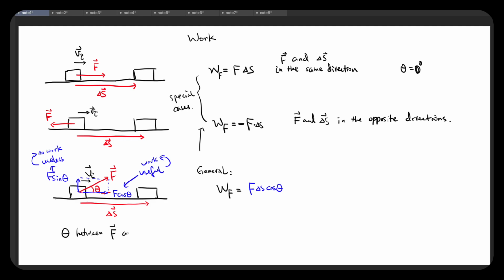Between F and delta S, we have angle theta. So in this case, here is a 0 degree angle. That's why when I plug in a 0 degree angle here, I get F delta S, the one that we wrote down earlier.